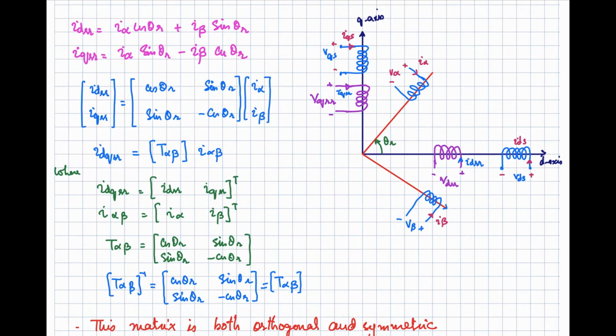So how to get that one? If you have I alpha beta, you can convert them into IDQ at that axis by using this transformation matrix, that is T alpha beta, given by this matrix. So what is this IDQRR over here? That is basically the transpose of this matrix. This is IDQRR. Similarly, I alpha beta transpose will be I alpha beta, and then this T alpha beta, the transformation matrix, is cos of theta r, sine of theta r, sine of theta r, minus cos of theta r. And if you take the inverse of this matrix, you will get the same matrix.